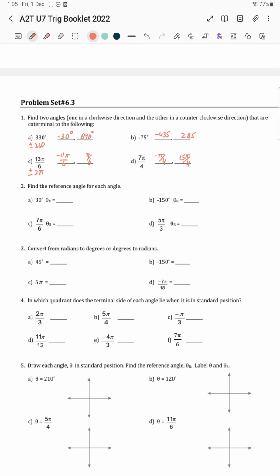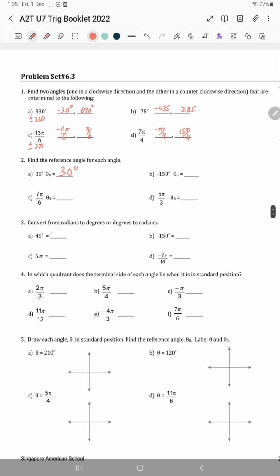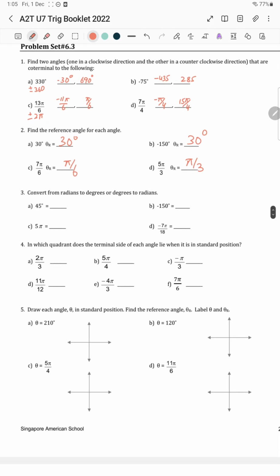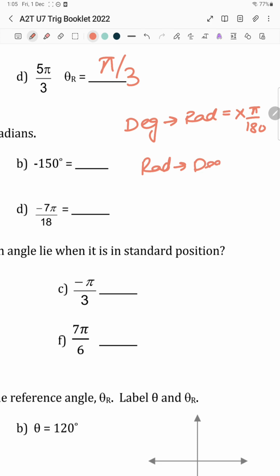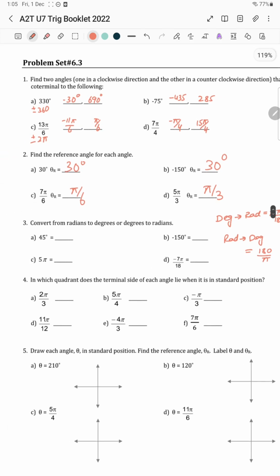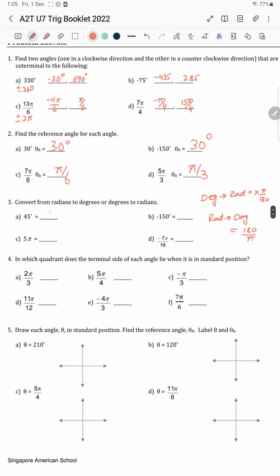Okay, find the reference angle for each of the following. So reference angle कैसे find करते हैं, first quadrant का तो first quadrant में ही होगा। 7π/6 है तो इसका π/6 होगा। 180 में से minus कर देंगे, π/3 होगा। इसको degrees को radians में कैसे convert करते हैं, degree to radian में multiply by π/180 होता है. Okay, so degree to radian, we're just going to multiply by π/180.